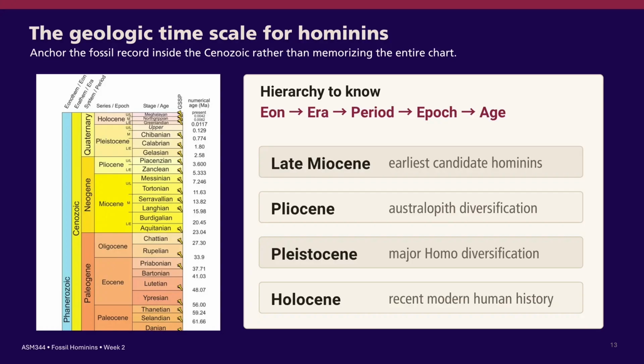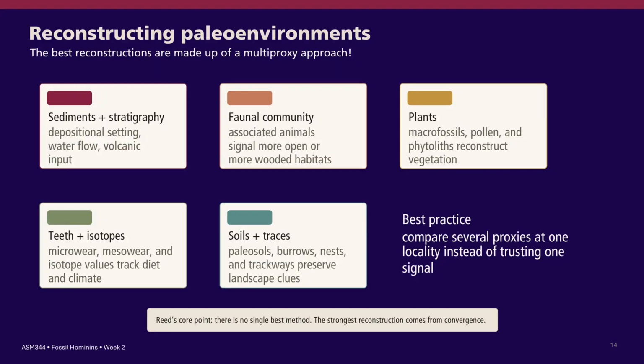In that sense, it is like the rest of paleoanthropology, stable enough to organize knowledge, but always open to refinement when better evidence appears. Paleoenvironmental reconstruction asks what kind of world a fossil assemblage occupied. Reed defines three interconnected domains: depositional setting, habitat retrodiction, and climatic reconstruction.